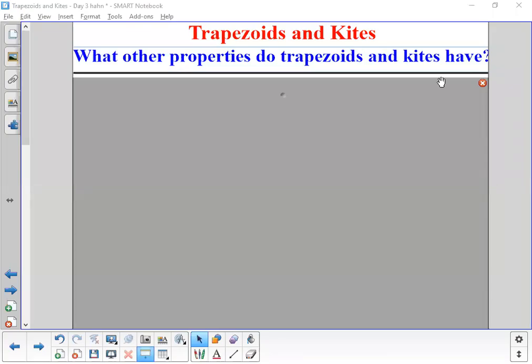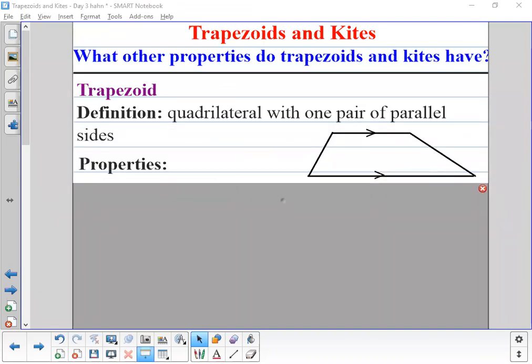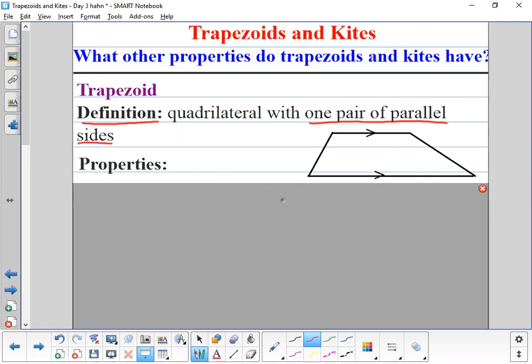The first shape we're going to look at is just a generic trapezoid. A generic trapezoid is a quadrilateral with one pair of parallel sides. So that is the definition of a trapezoid. You have one pair of parallel sides.